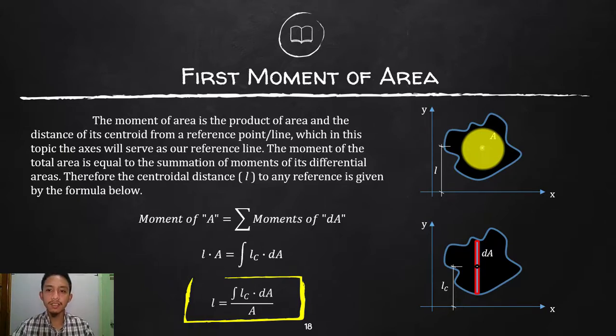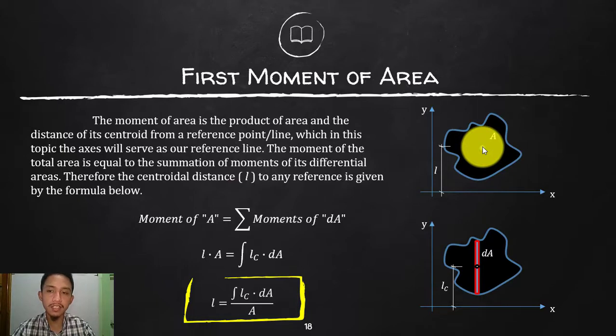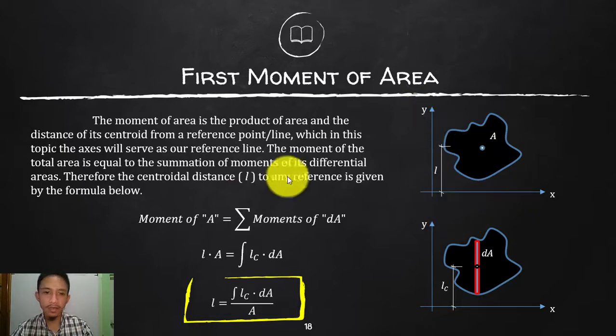Again, first moment of area. If you say moment, all we need to do is multiply the distance of a certain object from its centroid to whatever reference, whether a point or a line. That is a moment. So for the first moment of area, we multiply the distance once. In this topic, the axis will serve as the reference line, so our reference line, where we get the distance to be multiplied, is the x and y axis.